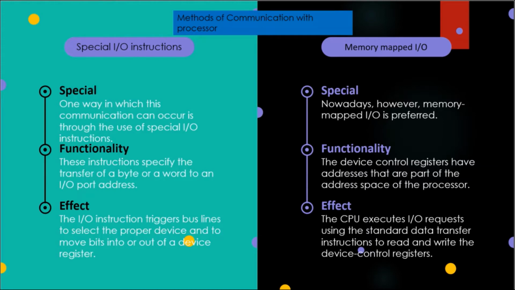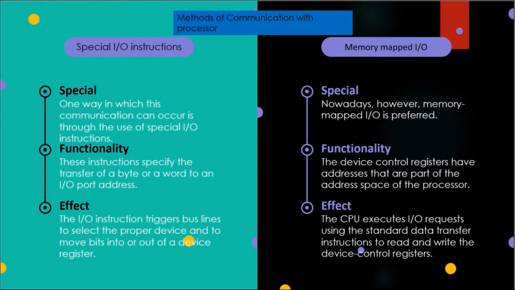Special IO instructions basically trigger the transfer of a byte or a word on a bus line whenever the instruction is encountered. The device controllers tend to have registers: data registers, status registers, and control registers. As the name suggests, the control registers will be used to control the devices. Status registers will be used to indicate the status of the device, whether it's busy executing or it's free to receive data or send data. The data registers will store the input or the output data.